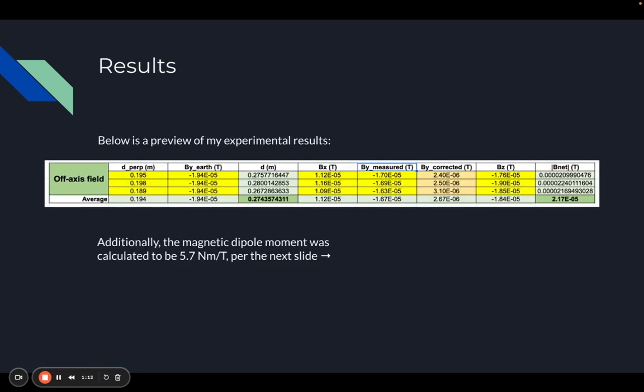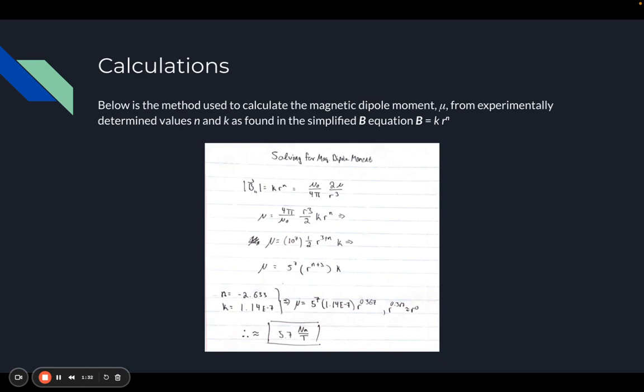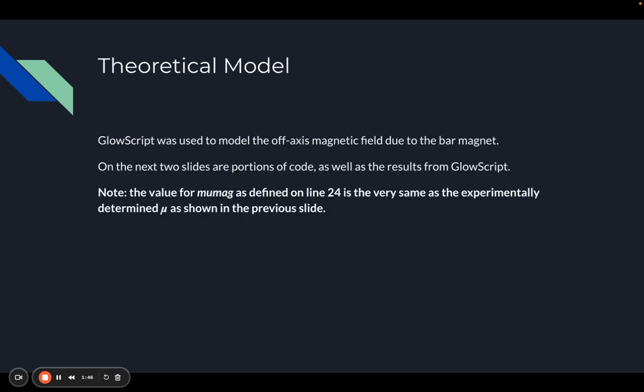The results are shown below for the off-axis magnetic field as calculated and as measured. Additionally, the moment which was used to get these numbers was calculated as 5.7 Newton meters per Tesla, which will be shown in the next slide. This is just the math I used, stemming from that Biot-Savart equation I showed y'all, to get the magnetic dipole moment from the observed values of distance and magnetic field.